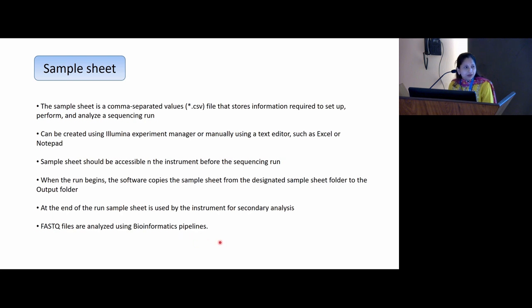So for every sequencing run, you will also require a sample sheet. The sample sheet is a comma-separated file that stores information required for the setup and to perform the run. It can be created using Illumina Experiment Manager or manually using a text editor or Excel sheet. It should be accessible on the instrument before the sequencing run.